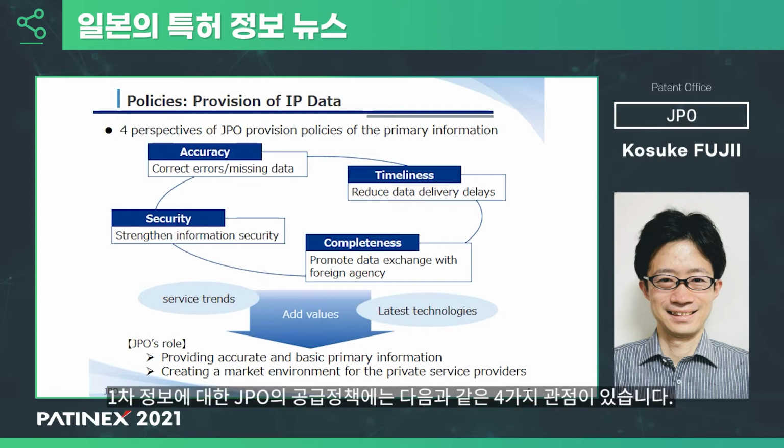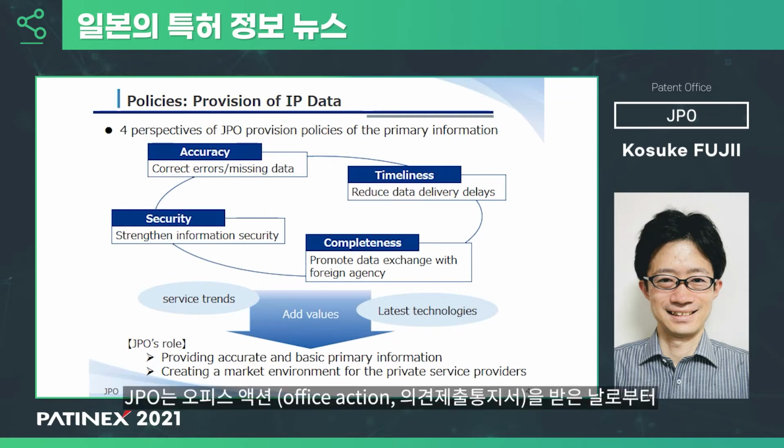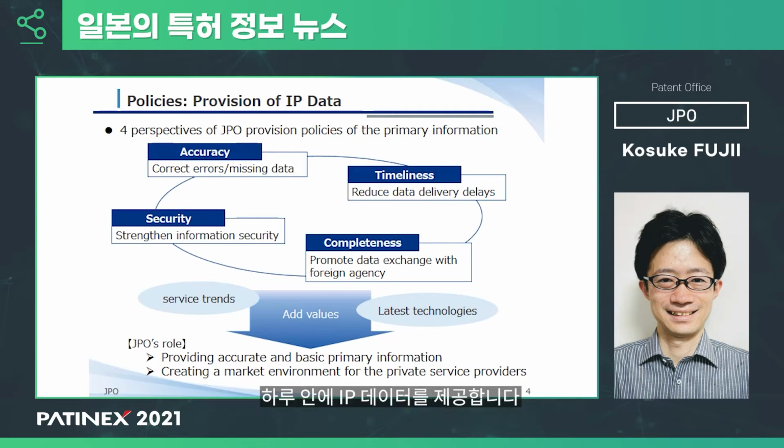These are 4 perspectives of JPO provision policies of the primary information. At first, the primary information must be accurate. We constantly collect errors and missing data. Secondly, the primary information should be disclosed in a timely manner. The JPO provides IP data within 1 business day from office actions.